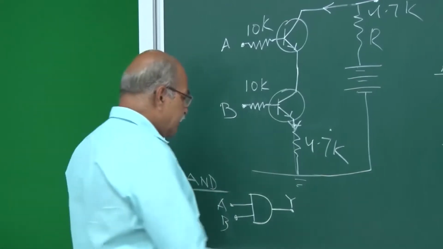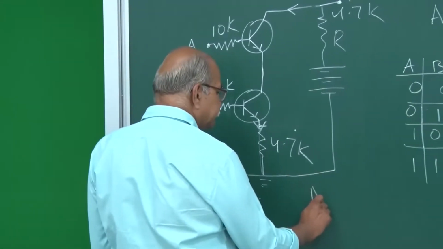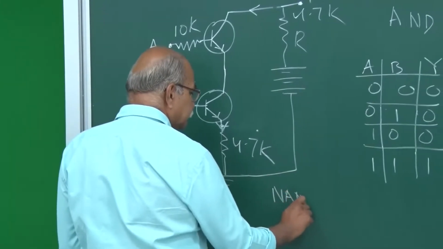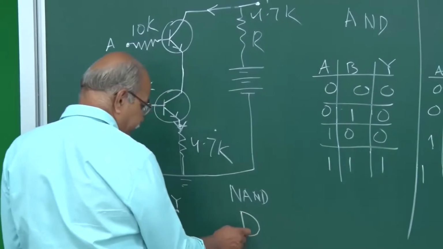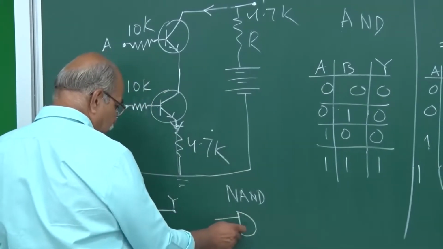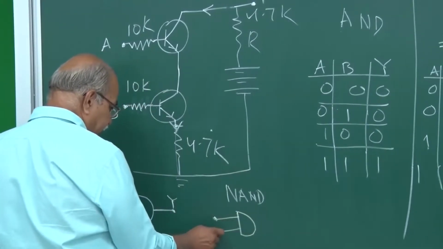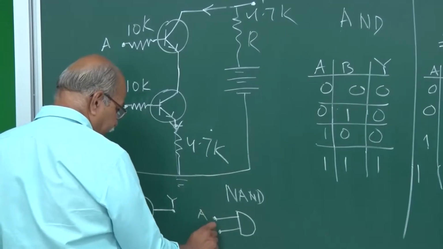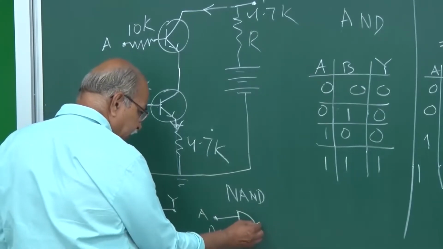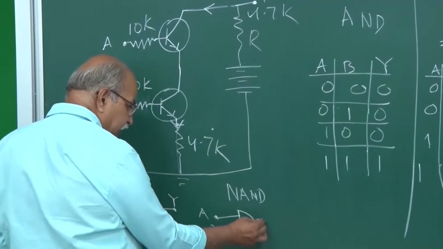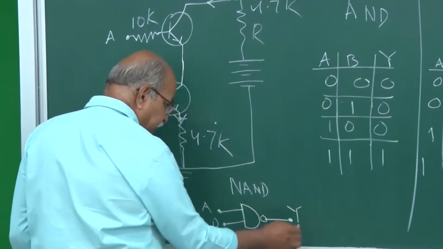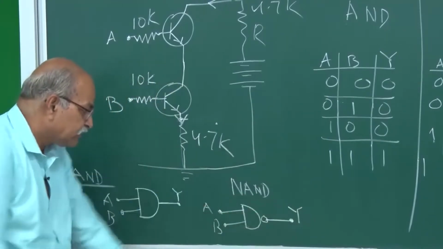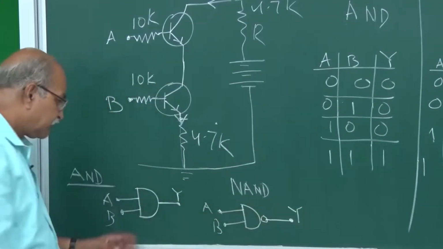And for the NAND gate the symbol is, you again make that D, you again put two lines to show the input points A and B, and then you put a circle out here, and then you take a line, and this is the output point. So this is the symbol for NAND, and this is the symbol for AND.